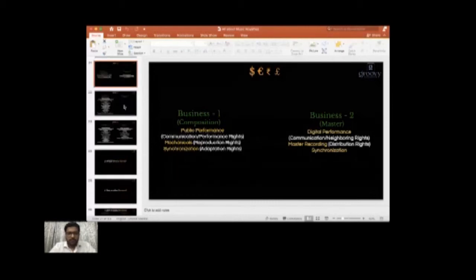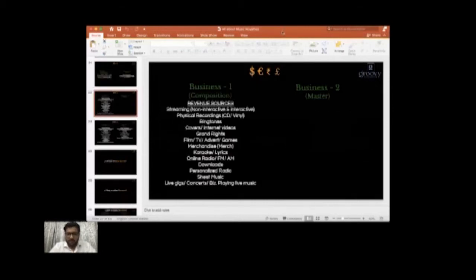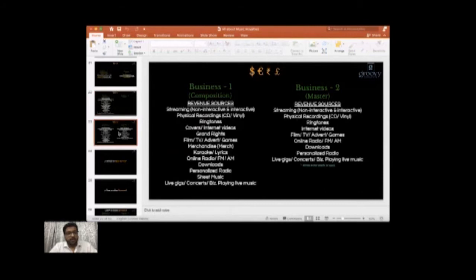The kind of revenue sources that you have in business one are something such as streaming, including non-interactive and interactive, physical recordings, ringtones, covers, grand rights, which is basically using in some stage performances, film, TV adverts, synchronization rights, merchandise, karaoke, and a lot of other stuff. So as you can see, there's a lot of revenue sources in business one. For business two, again, you have a lot of revenue sources, given the fact that your particular recorded track is used.